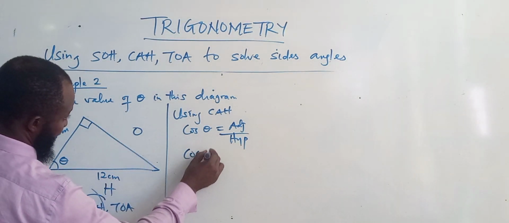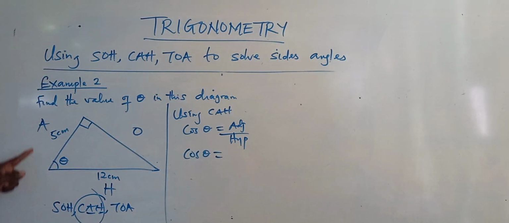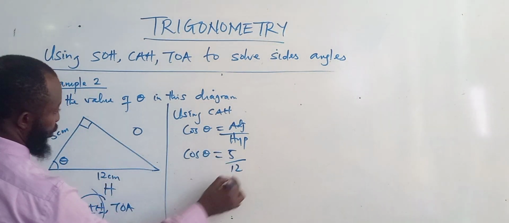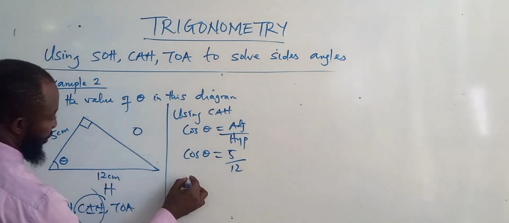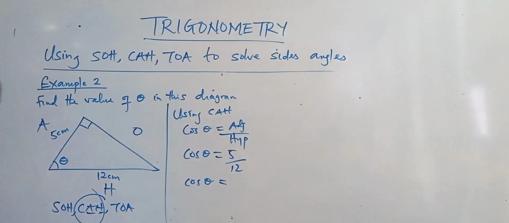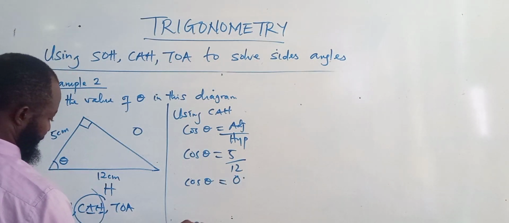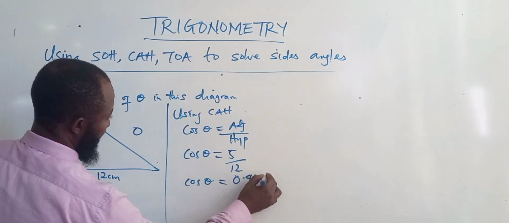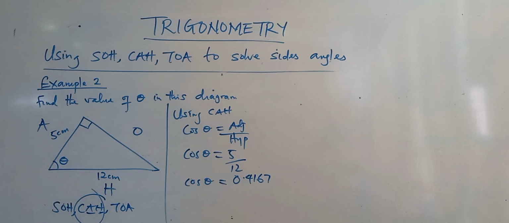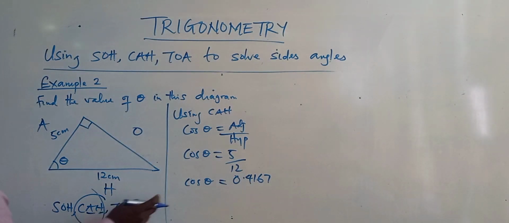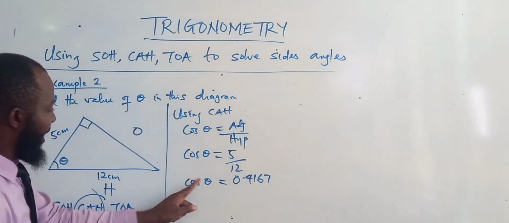That means cos theta equals adjacent, which is 5, divided by hypotenuse, which is what? 12. So that means we have cos theta equals 5 divided by 12, which will give us 0.4167. Use your calculator, you get that. So you stop at the fourth decimal place. So therefore, don't forget what we're looking for is theta, not cos theta.